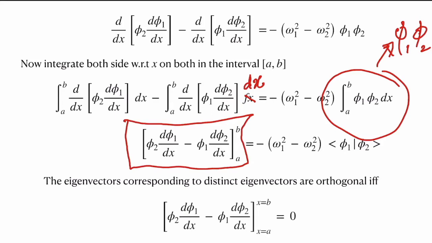This phi 1 dot phi 2 becomes 0 for omega 1 not equal to omega 2 only if this term, phi 2 into d phi 1 by dx minus phi 1 into d phi 2 by dx, on the boundaries, that is at x is equal to a and x is equal to b, becomes 0. So this is the extra condition we have in the case of Hilbert space, which does not come in the finite dimensional vector space.